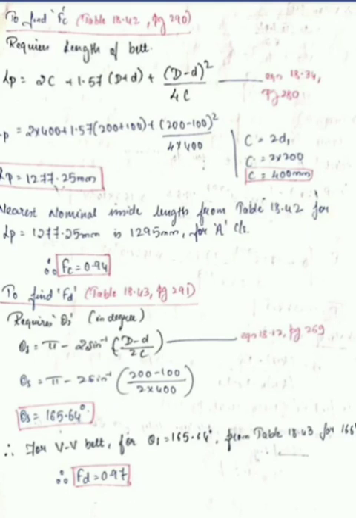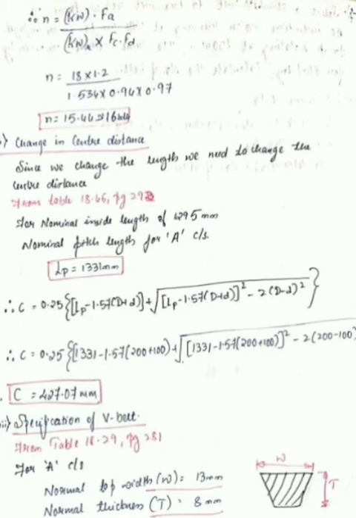Next correction factor is FD. Refer table 18.43, page number 291. For that you require theta S, angle of lap for smaller pulley. So theta S you got 165.64 degree. But referring table, nearest standard value is 166 degree. For table 18.43, you got FD equal to 0.97. Substituting all these values, number of belts we got 15.44, so almost equal to 16 belts.